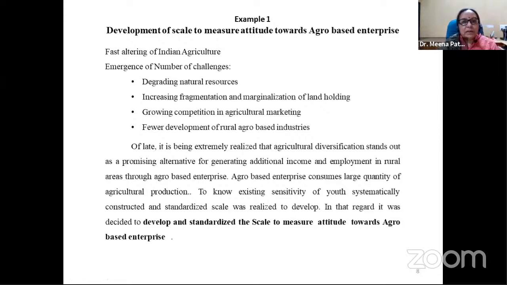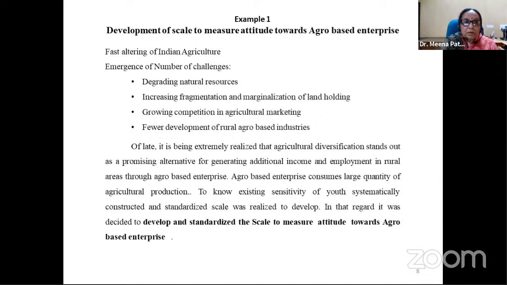So let us see one example. I have drawn one example of how to develop a scale to measure attitude towards agro-based enterprise. First, you have to decide the determined area. For that, you read the subjective part of agro-based enterprise, that is, the essay on agro-based enterprise and why you are selecting it to develop the scale of attitude toward enterprise.